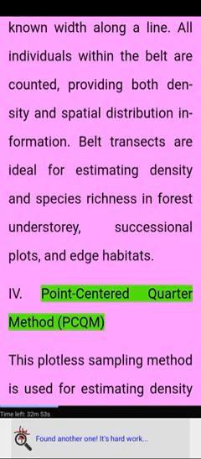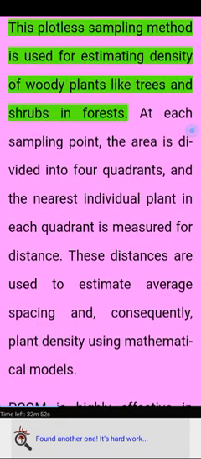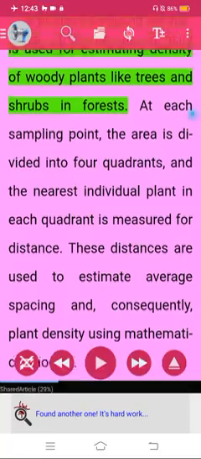4. Point-centered quarter method (PCQM). This plotless sampling method is used for estimating density of woody plants like trees and shrubs.